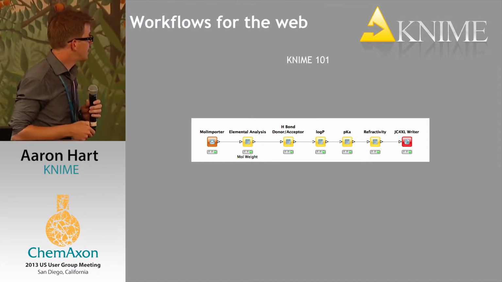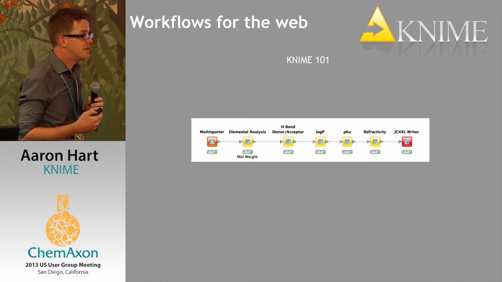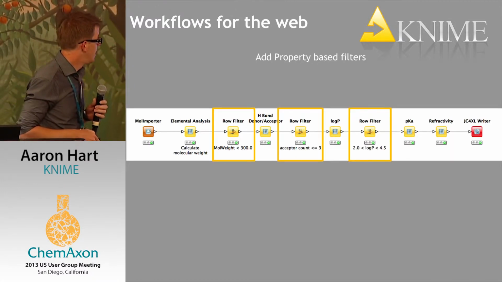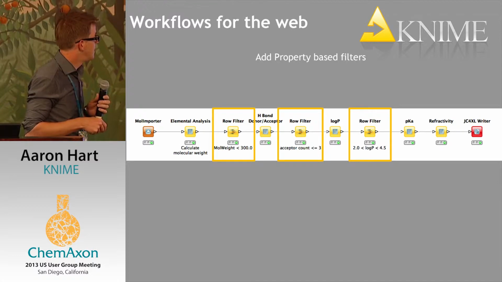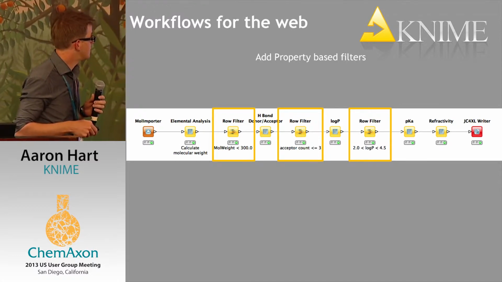Okay, so if we want to actually take this and turn it into something that somebody can use without ever having to open up KNIME, maybe we want to make this a filter as well, just to give it something interesting to do. So we can calculate some properties, filter on some Lipinski rules, and then write out the results. Okay, so we add a few extra nodes here.